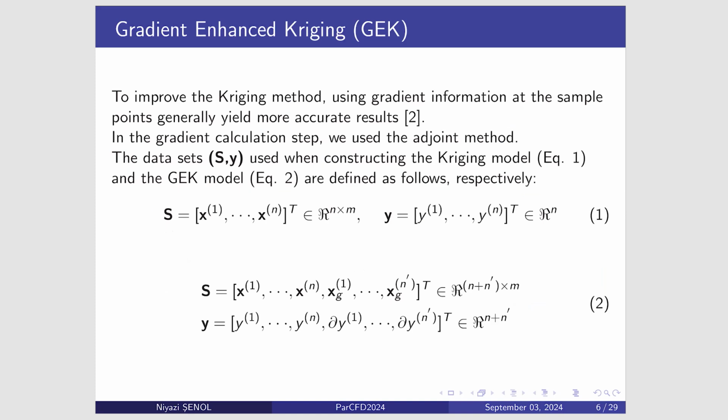In gradient enhanced kriging, our aim is to improve the kriging method using the gradient information at the sample points. Generally, it gives more accurate results. Dataset S and Y are used when constructing kriging models, as you see in equation 1. The GEK model is defined in equation 2. You see that additionally we are adding the gradient. In the y vector we have n plus nd variables here.